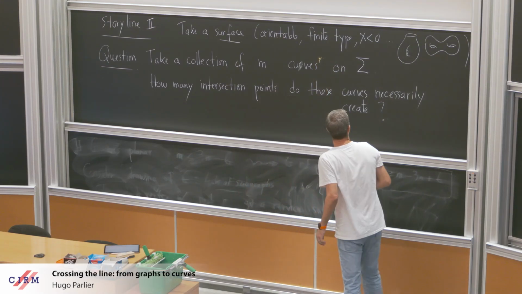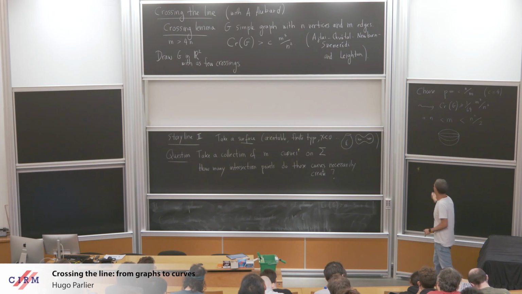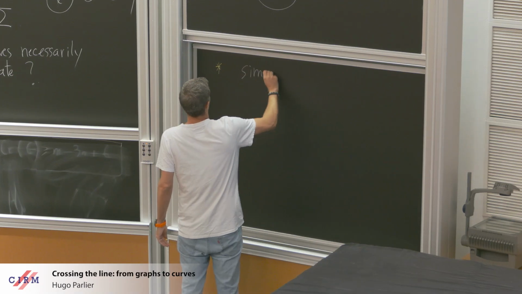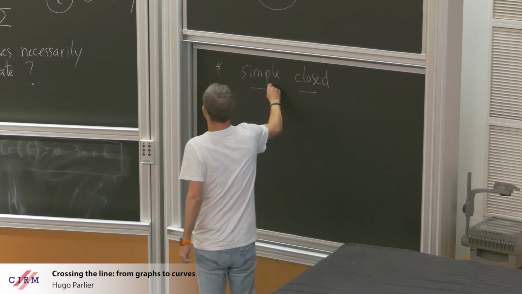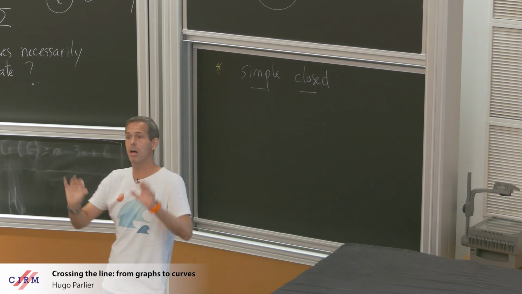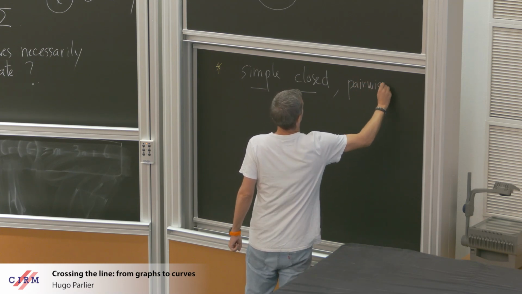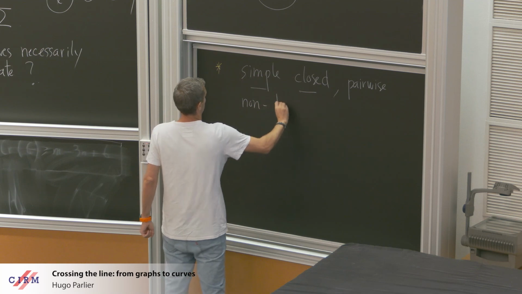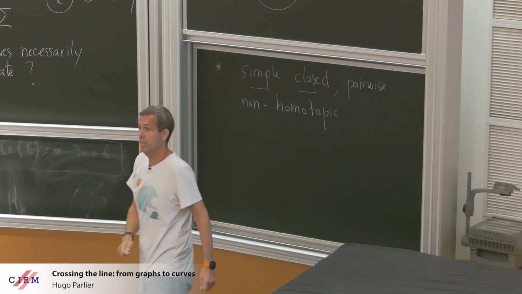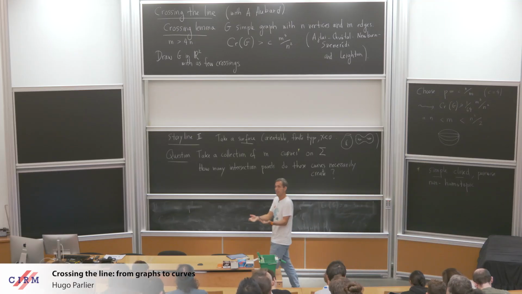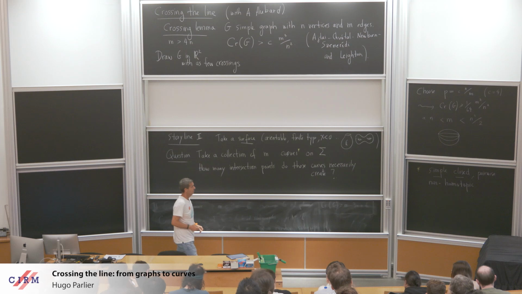The first thing that I want to say, so I'm going to put the adjectives over here. Let's start off with simple curves. All right, so simple closed curves. And to the curves, I'm asking that they be non-homotopic. And for exactly the same reason that I did that drawing there, if I don't require anything about homotopy classes, then the answer is going to be 0.